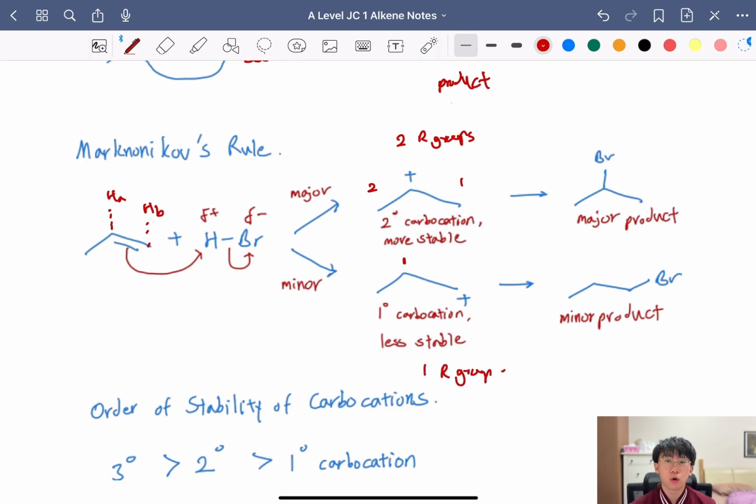And we know that R groups are electron donating groups that will help to stabilize your carbocation. So more R groups means more stable and therefore more preferentially formed. Therefore, the top path is the major path and the bottom path is the minor path. So looking at the products, you can predict which one is the major and which one is the minor product.